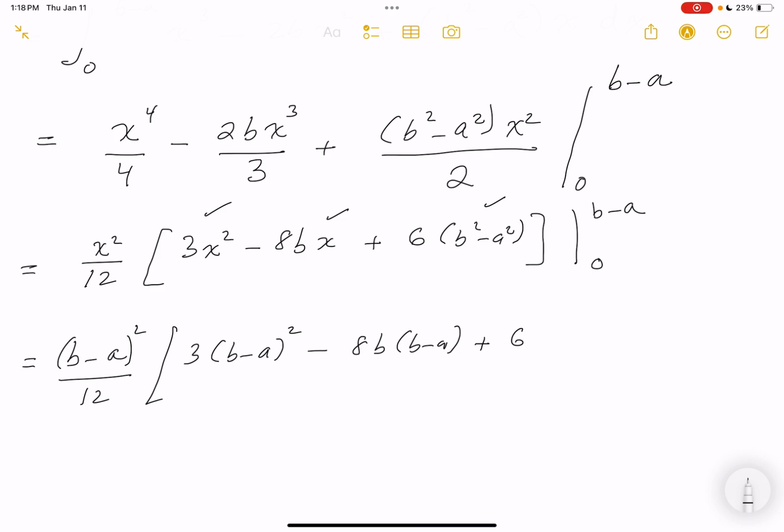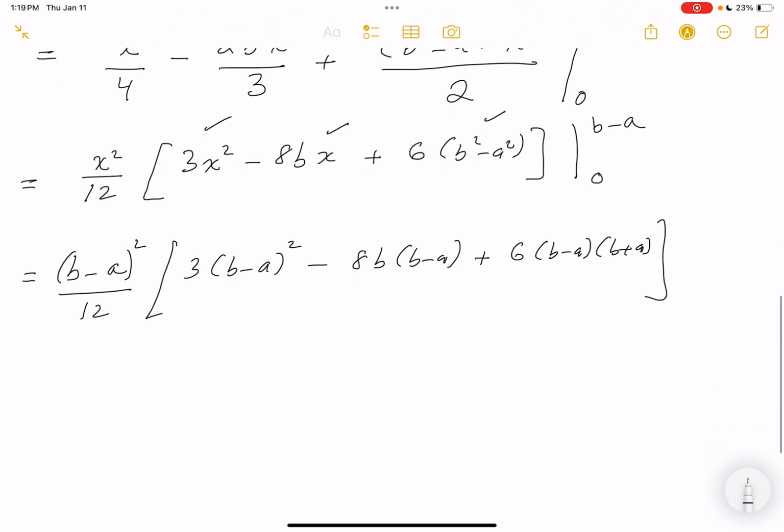I'm going to factor out something on that b squared minus a squared, and I can write that down as b minus a, b plus a. You may wonder why I'm doing that. I'm starting to see things now. And what am I seeing? There's a factor common to all 3 terms there. And what is it? It's b minus a.